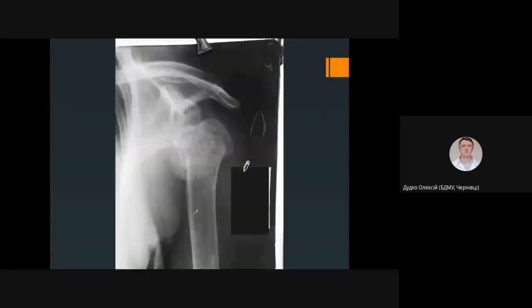And if we see the next view, this is an AP view, we also can note that the head is located not in the glenoid cavity. And we also can note the fragments that are located here. So on AP view, we can surely see that there is a fracture dislocation of the proximal humerus that should be operated.